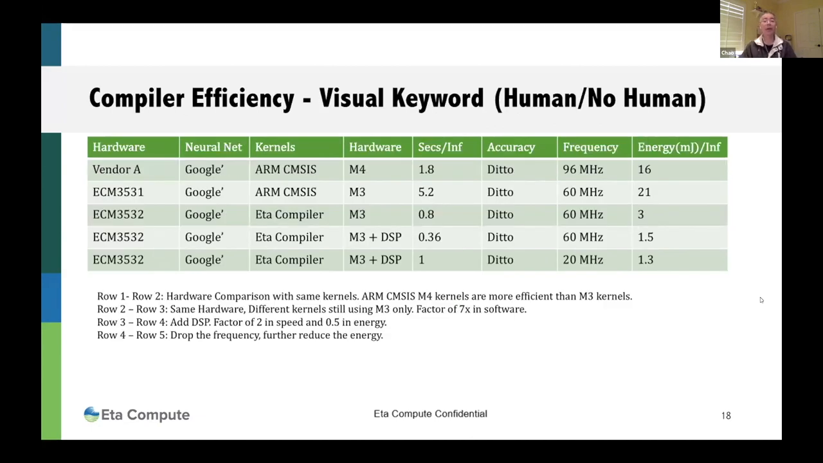And this one, I'm just talking about the visual keyword and the human, not human detection. This is similar to the audio keyword, but instead of using audio, essentially it uses images, whether there is a human or no human in these pictures, to trigger the next step of the actions. We actually ran a comparison between different vendors and different devices, including our ECM 3531 or 3532. This neural network is based on Google's MobileNet V1, human, not human, and the kernels either use ARM CMSIS-based or our optimized Eta compilers, running on M3 or M4, or M3 plus the DSP multiple cores. We can see them running at different frequencies. The accuracy is very similar.